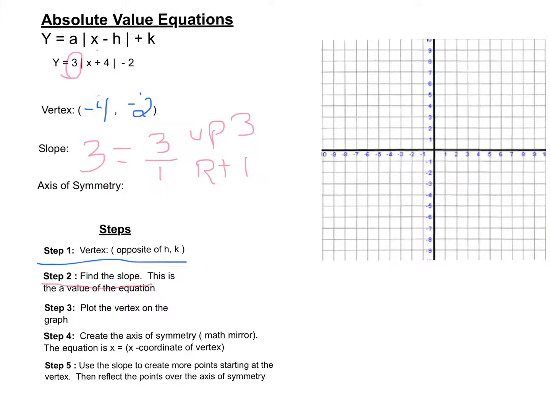Okay. So our next step is we need to find our axis of symmetry. Oh, wait a minute. Actually, our first step is we need to plot the vertex. Okay, so let's plot the vertex. It's negative 4, negative 2. So I'm going to go back 4, down 2, make a point. Like so. Okay, so there is my point.